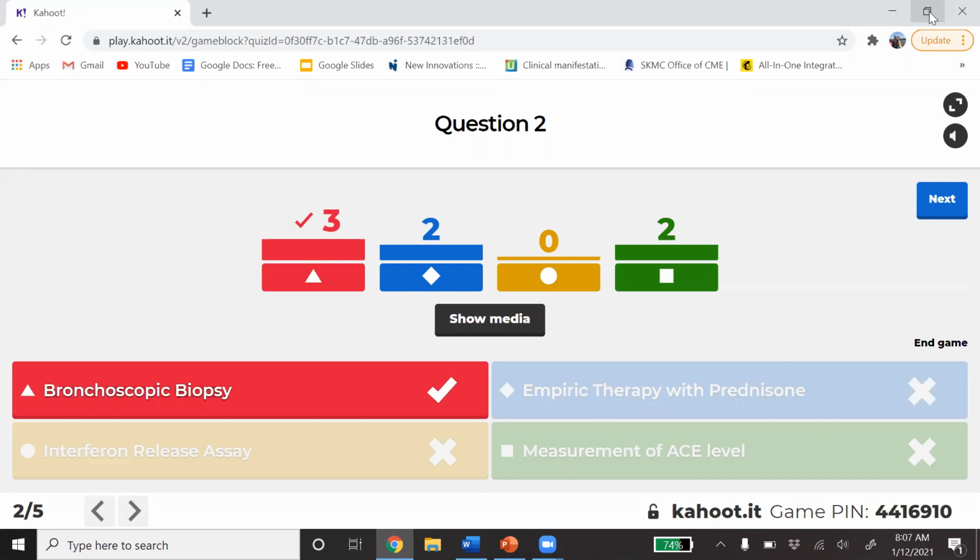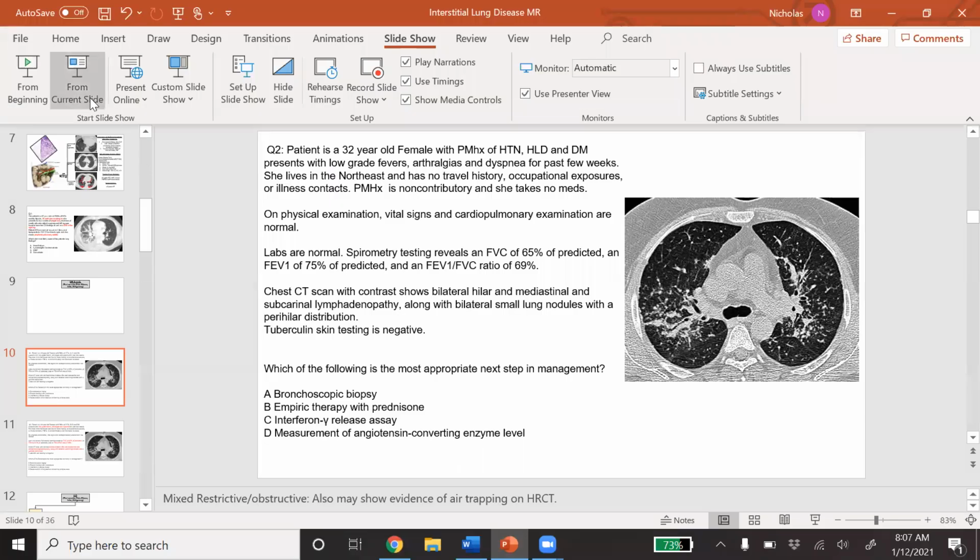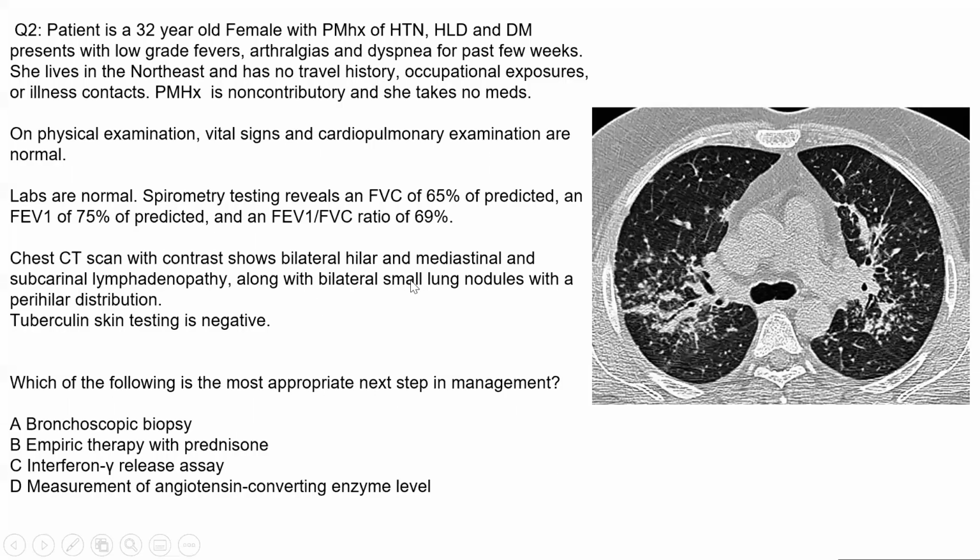All right, looks like we got 3 for a biopsy. Anyone who said that, you were right. Does anyone explain why they wanted to do a biopsy here? I don't have the chat open, so anyone got it right? To evaluate for sarcoid. Perfect, yeah.